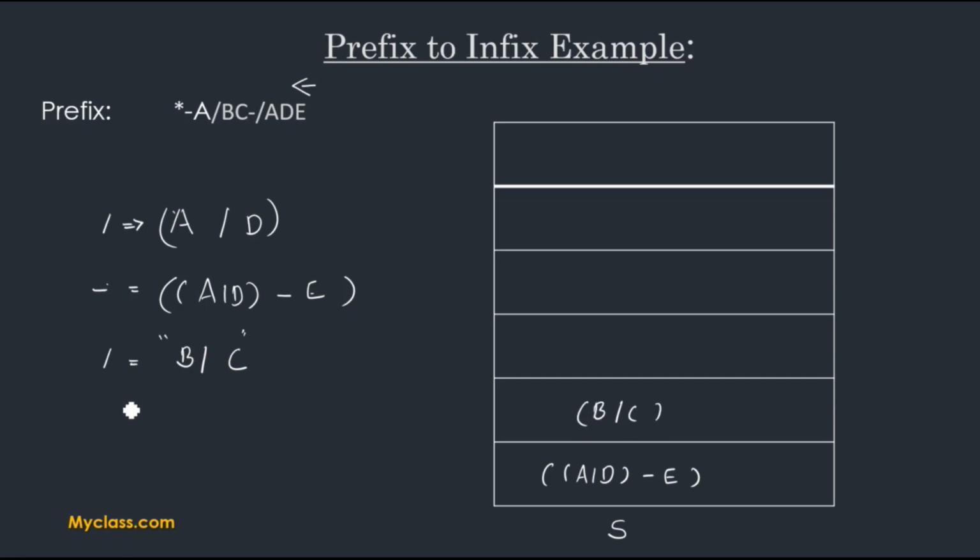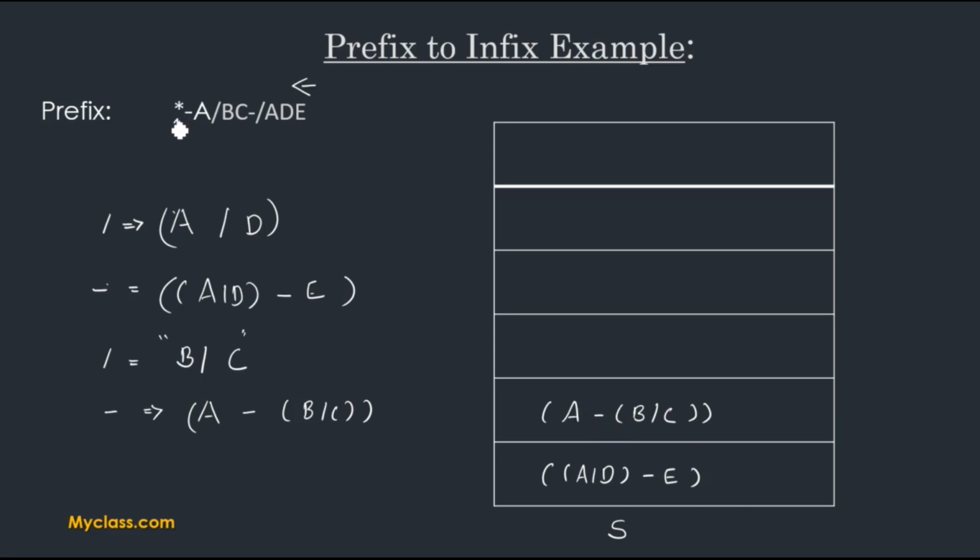Now another operand came, that is A. We are pushing that into our stack. Now an operator came, that is subtraction. So we are popping A, and B divided by C. We are popping these two elements and making a string like this. So we have already popped these two elements and push back this new element into our stack: A subtraction B divided by C. Okay, so this is our new element in our stack.